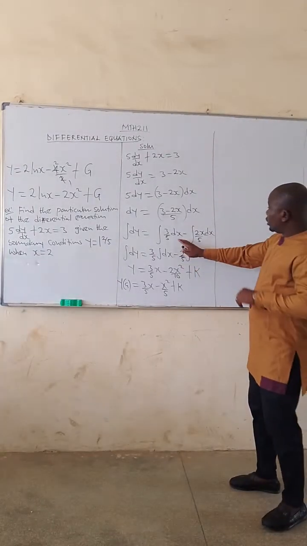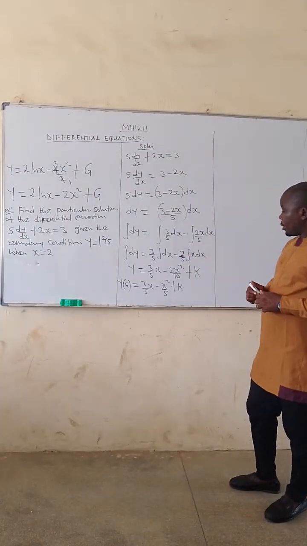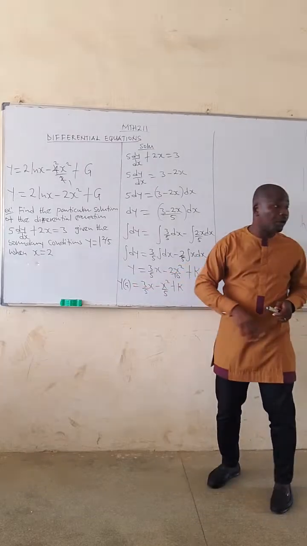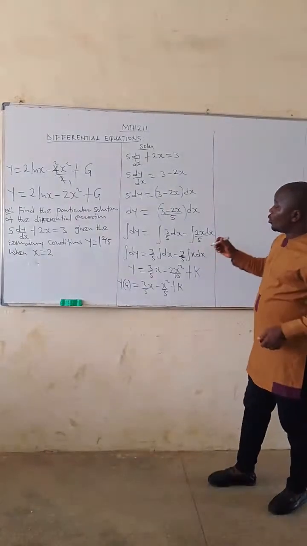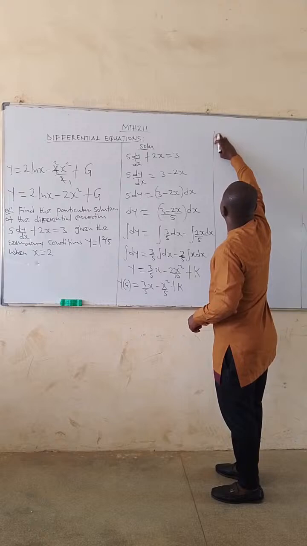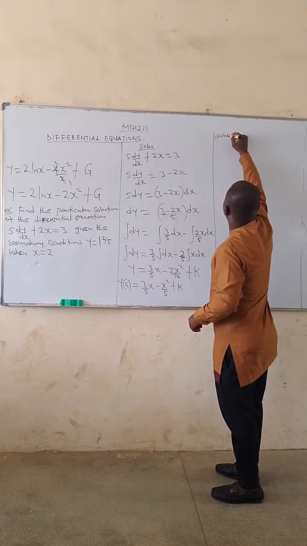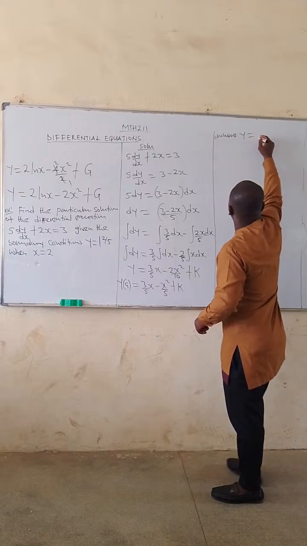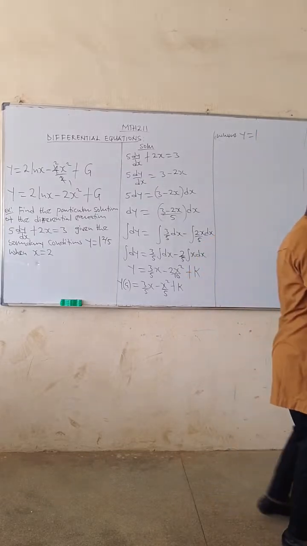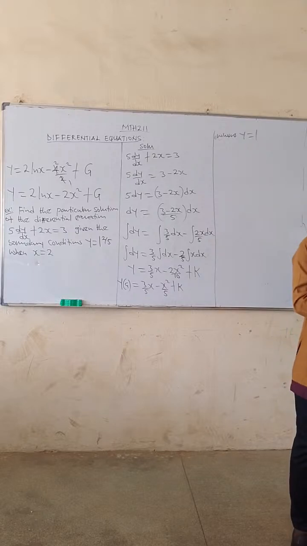Okay. So we need to substitute with this, right? So where y equals to 1 over 5.